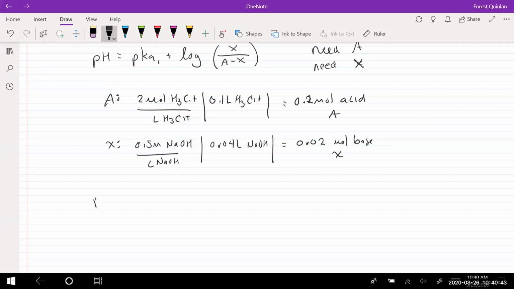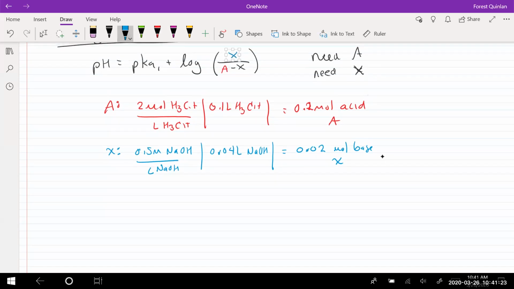And I do want to point out, maybe I should do this here because I can. I'm going to put our acid in red. I'm going to put our base in blue. And just remind us that the acid will be in red and our base will be in blue.